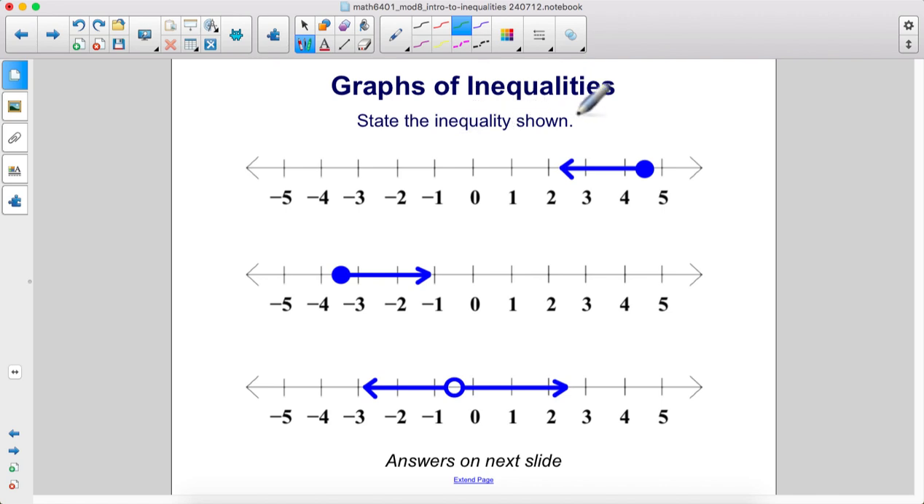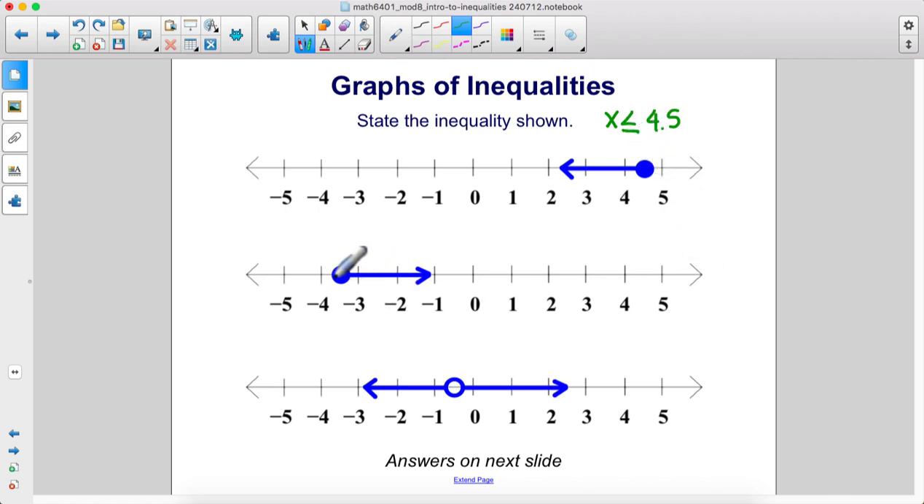State the inequality shown. All right, so this dot is at 4.5, and x is less than 4.5. But it's not just less than, it could also be equal to, because it's a closed circle.